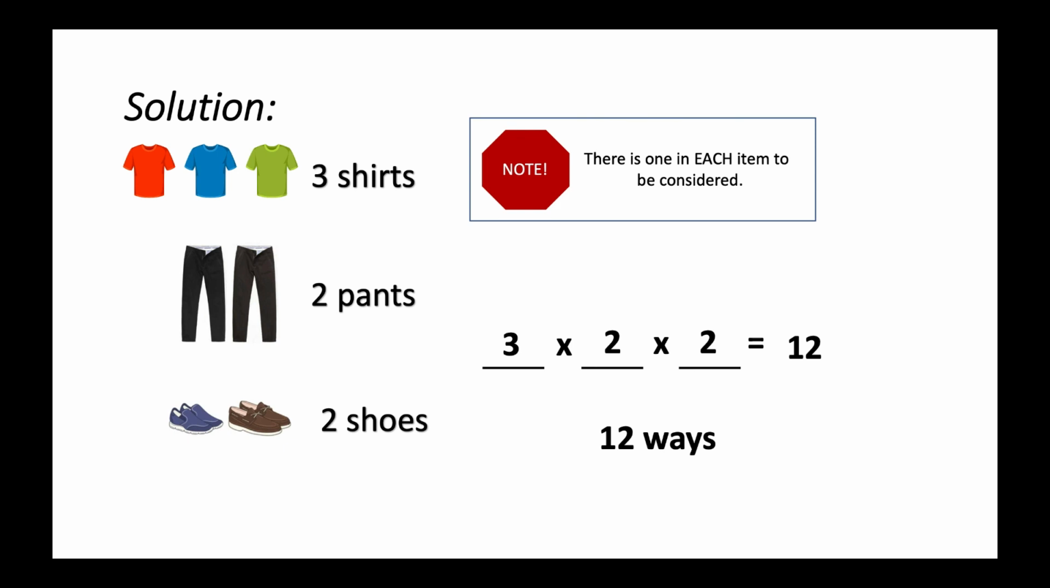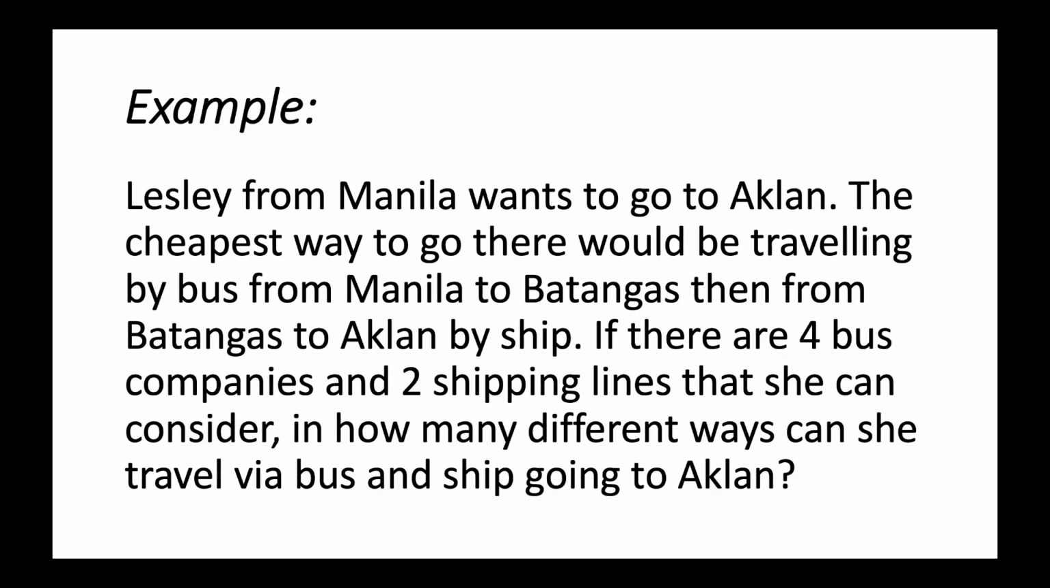Next, let's proceed with another example. Leslie from Manila wants to go to Aklan. The cheapest way to go there would be by bus from Manila to Batangas, then from Batangas to Aklan by ship. If there are 4 bus companies and 2 shipping lines that she can consider, in how many different ways can she travel via bus and ship going to Aklan?